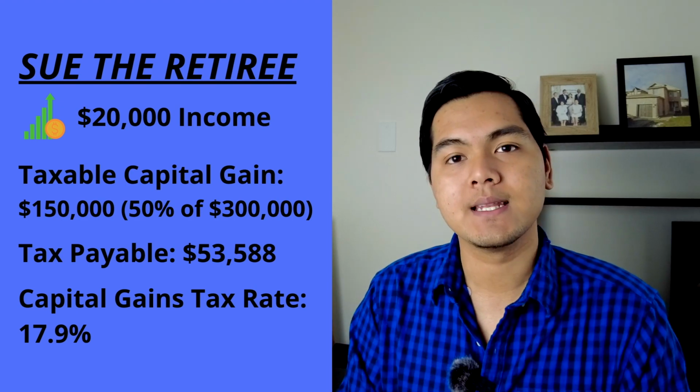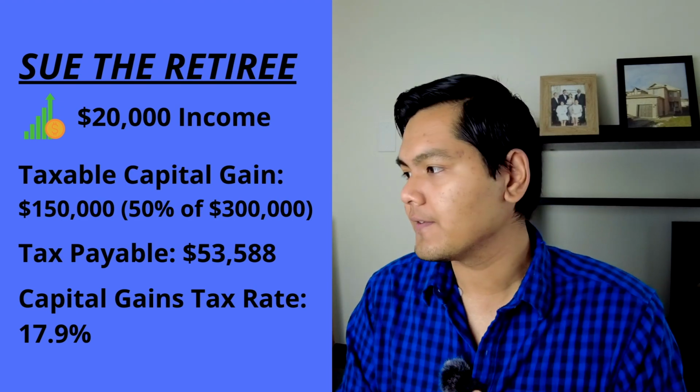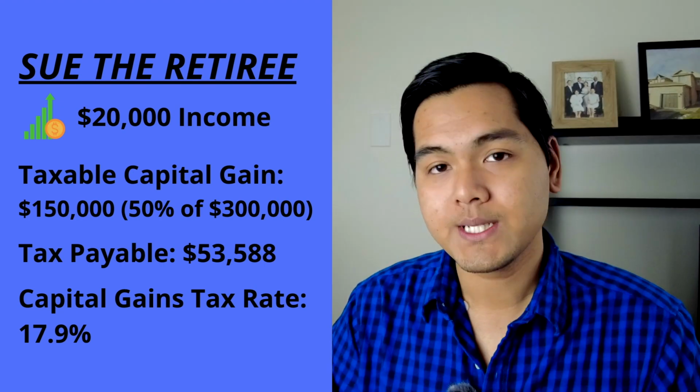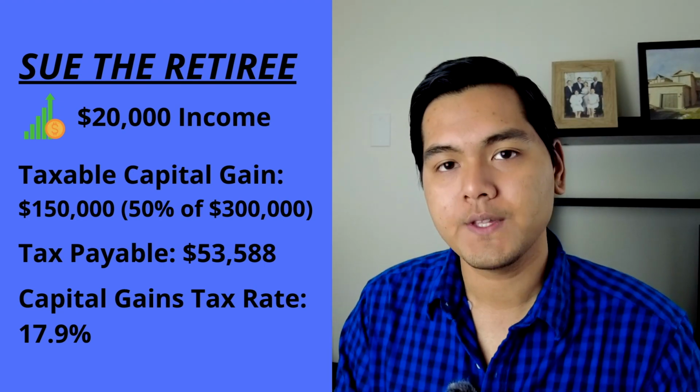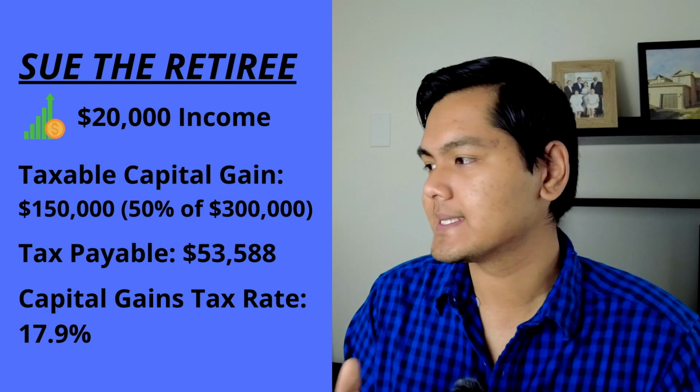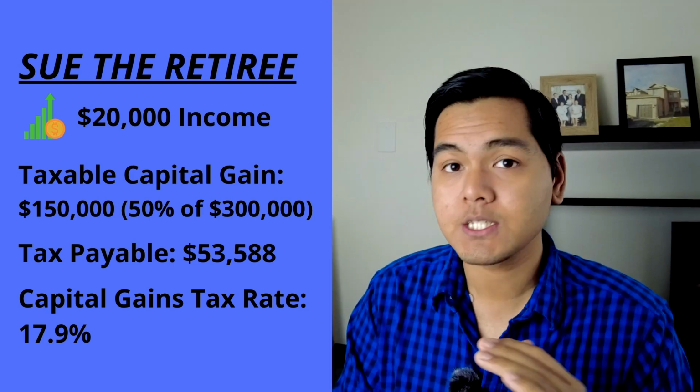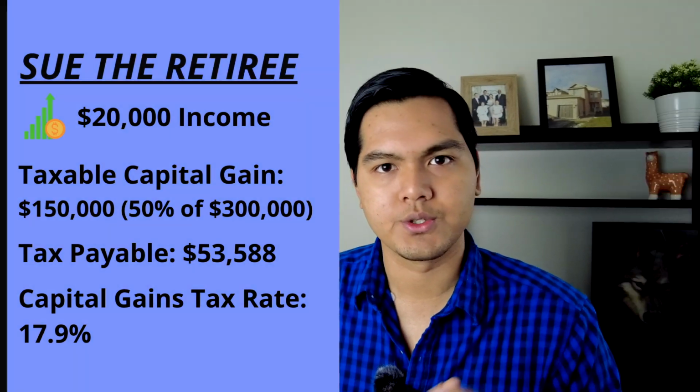So as a result, her taxes end up being around $53,588, which again, as a percentage of the total profit that she's making, is about 17.9%, much less than what Bob had to pay, closer to 26%.